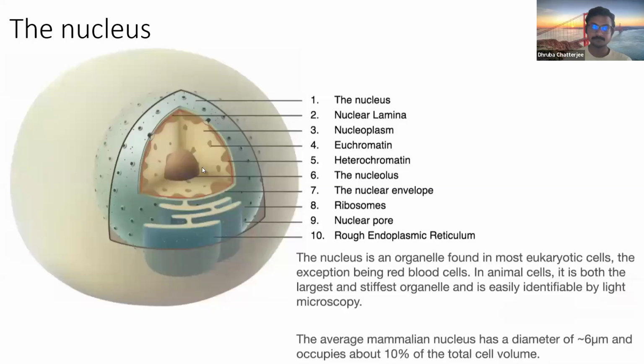Then we have the very important DNA, which is the genetic material of the cell, within the nucleus in the form of chromatin, where the double helical DNA is packed around histones into nucleosomes, which primarily consist of histone proteins. This chromatin is present within the nucleoplasm.